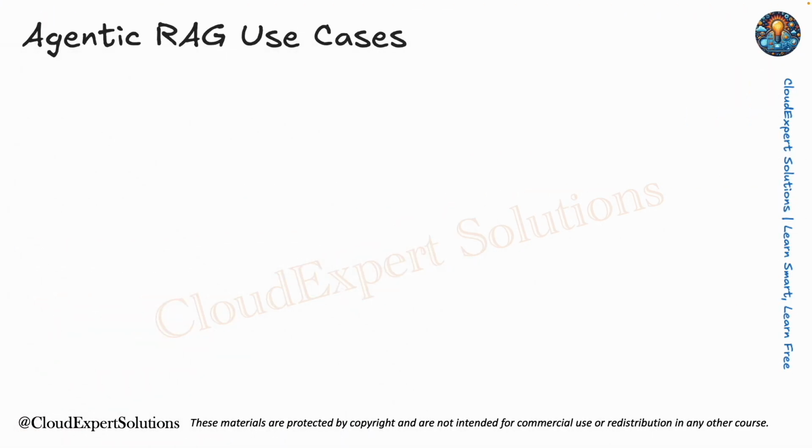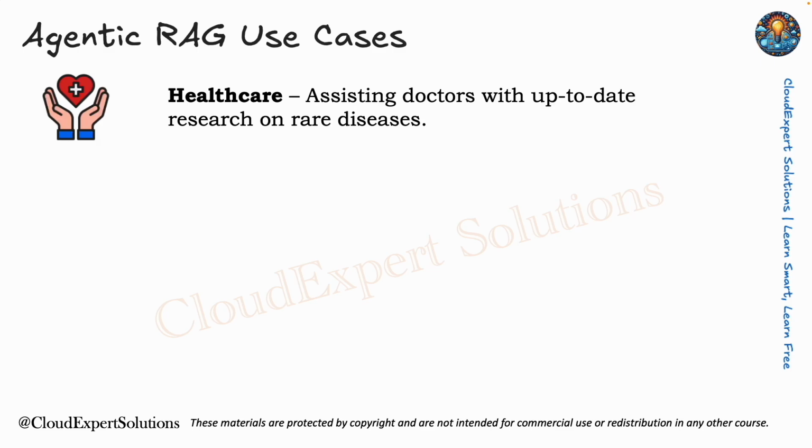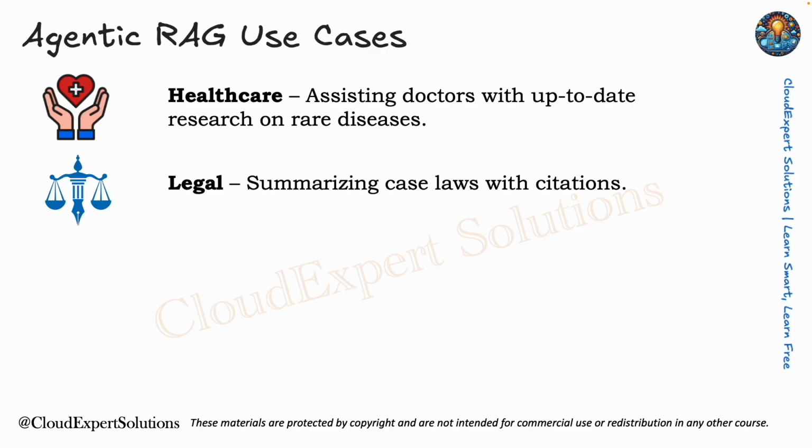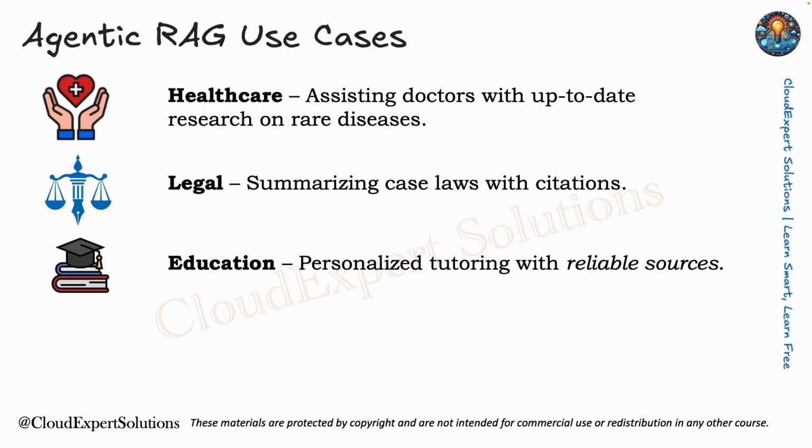Now let's look at where Agentic RAG is already making an impact. To start with, healthcare. Agentic RAG can assist doctors with up-to-date research on rare diseases. It can also be used in the legal industry. That means it can summarize case laws with citations. It can also be used in the educational industry, where it can personalize tutoring with reliable resources, and create learning plans based on the student's level.